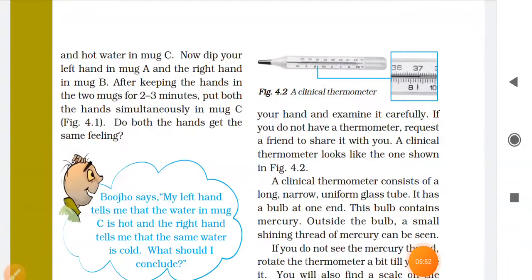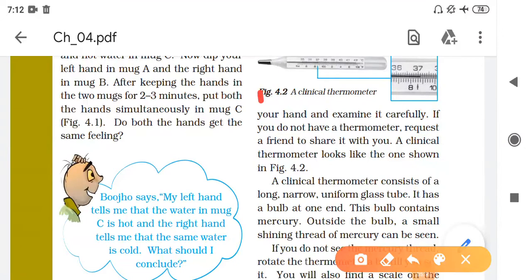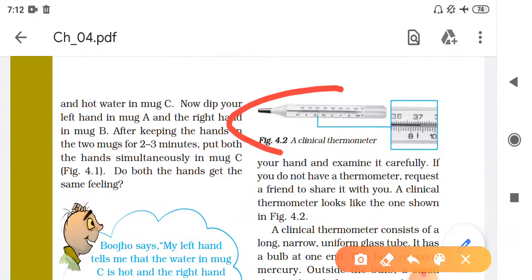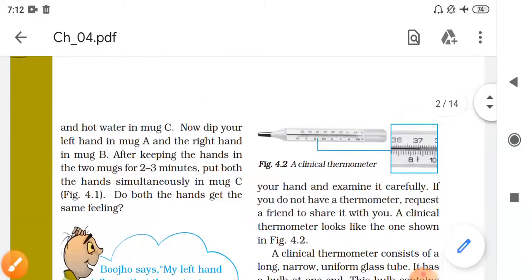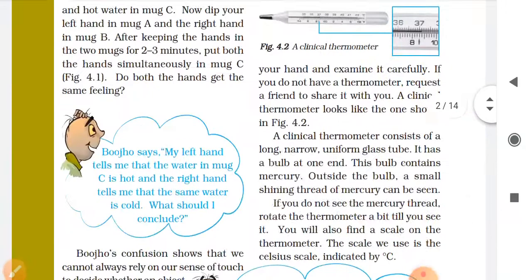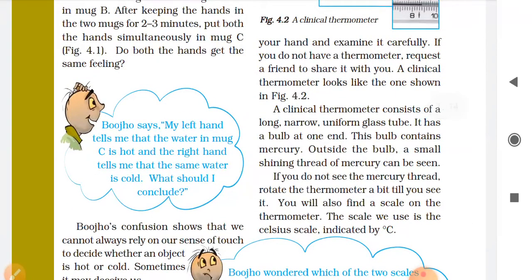Now we can see that this is the thermometer. This thermometer will help us to measure the temperature. There are different types of thermometers available in the market. We can see some clinical thermometers available in the market. The clinical thermometer helps to measure the body temperature.